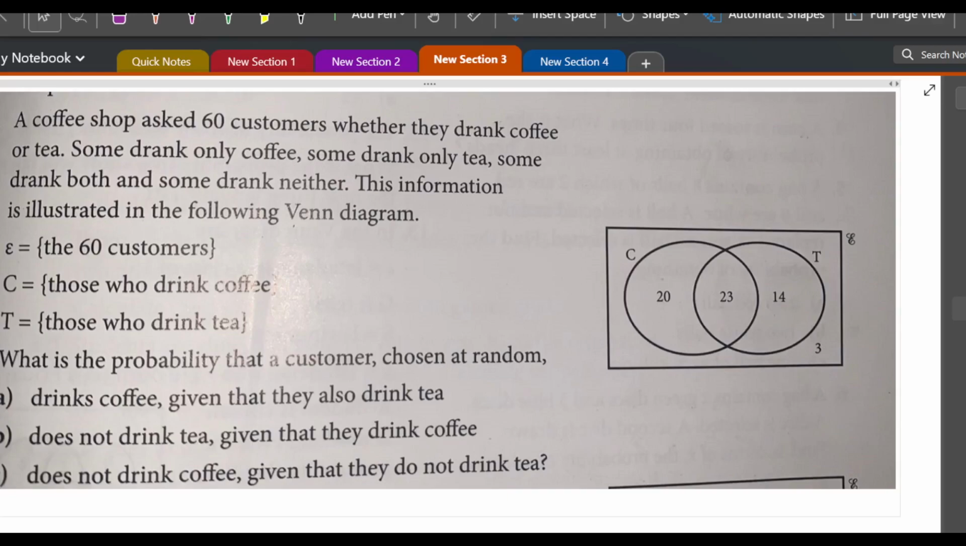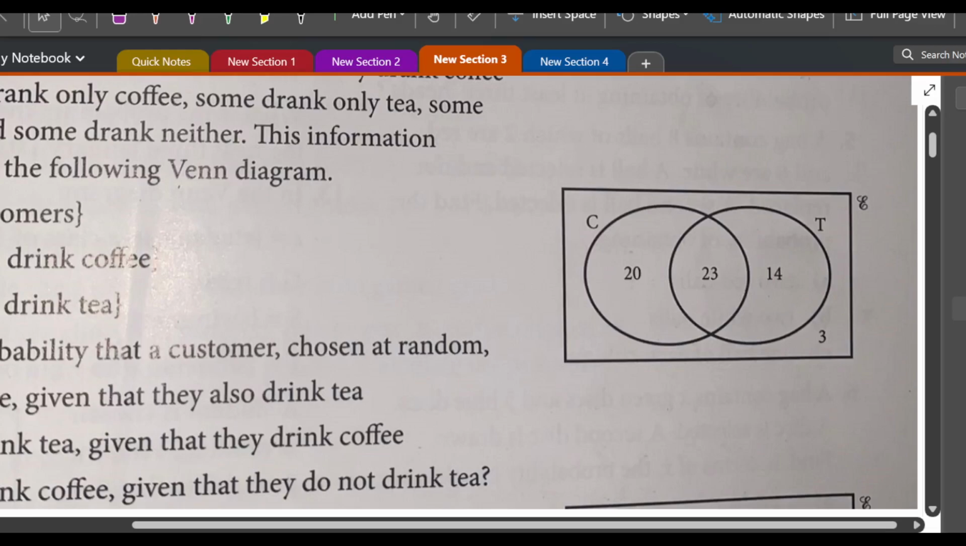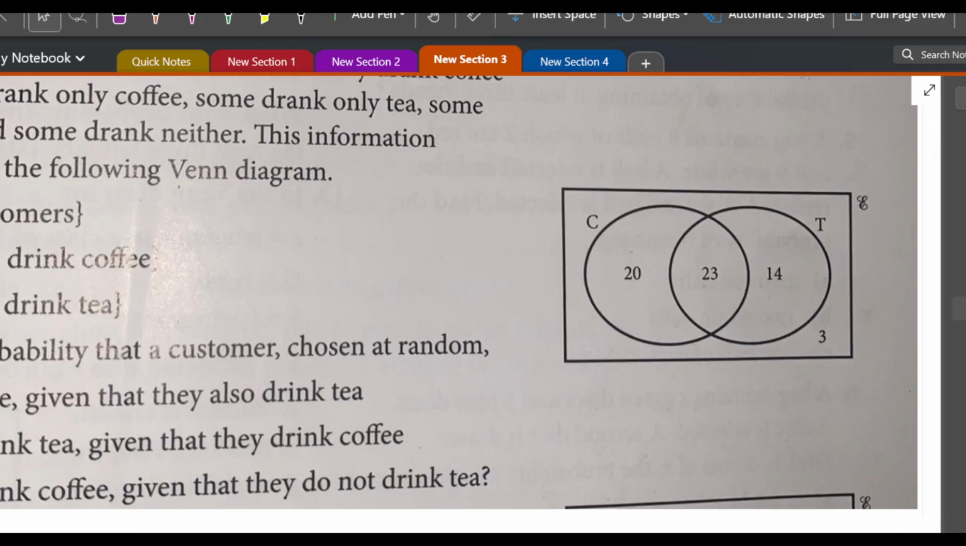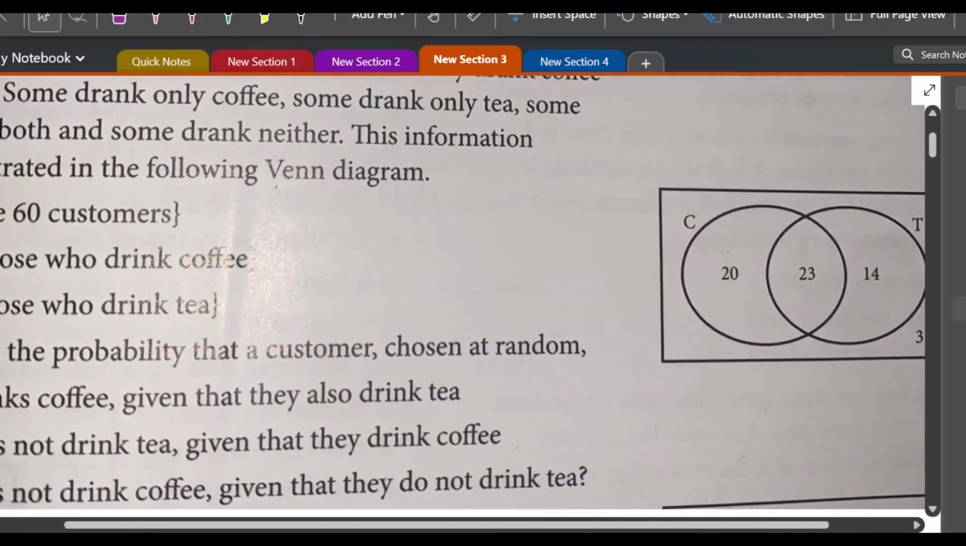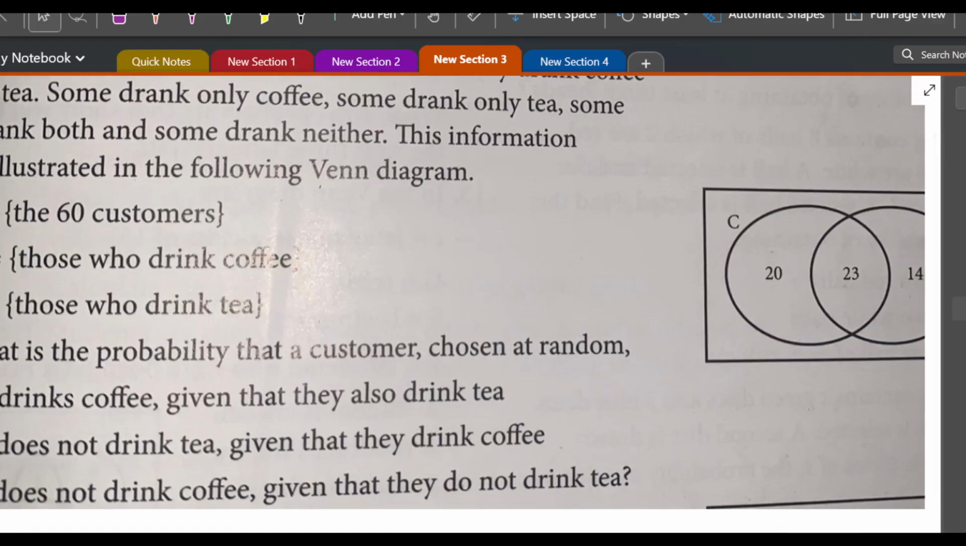The question is, a coffee shop asks 60 customers whether they drank coffee or tea. Some drank only coffee, some drank only tea, some drank both, and some drank neither. The information is illustrated in the Venn diagram. So, everyone can see the Venn diagram. We have coffee, we have tea, we have nothing. Three are not taking anything, 23 are taking both. Here the universal set is the 60 customers, C is those who drank coffee, T those who drank tea.